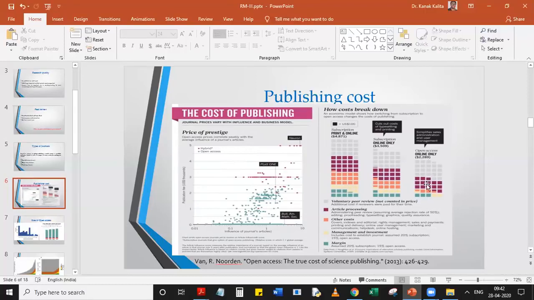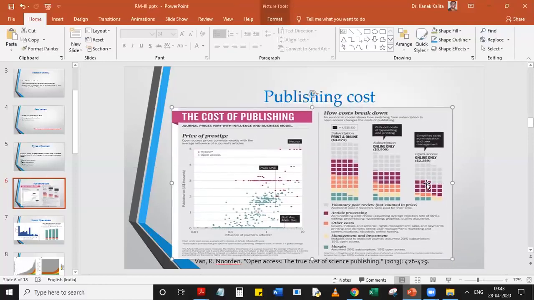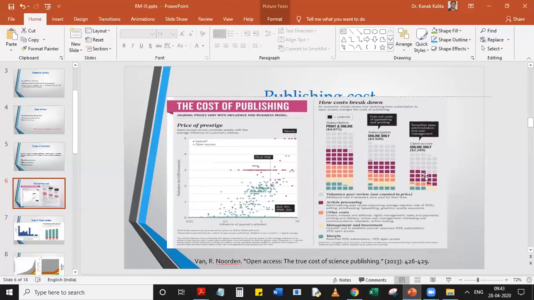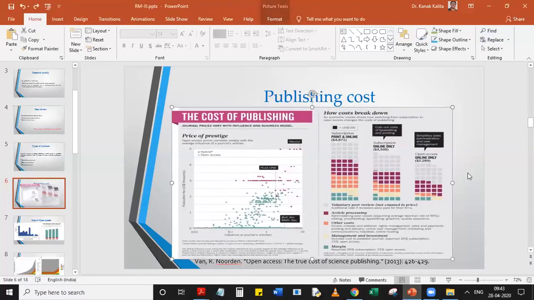And generally in the online mode, because of the open access online mode, they have a lower margin, but the objective here is that the vision for the open access journal is generally that they are going to publish a lot more volume than the subscription based journals. So in the long run they will make the profit.